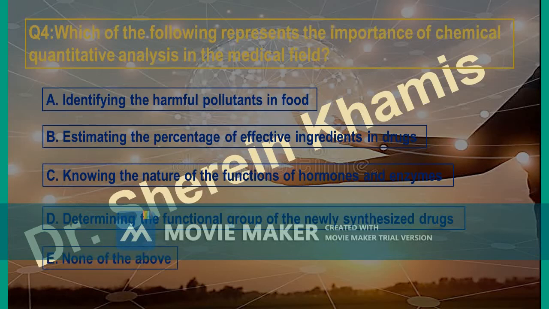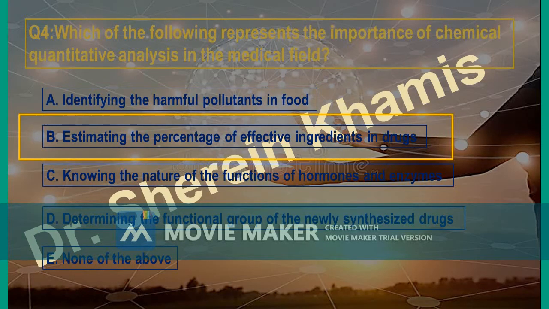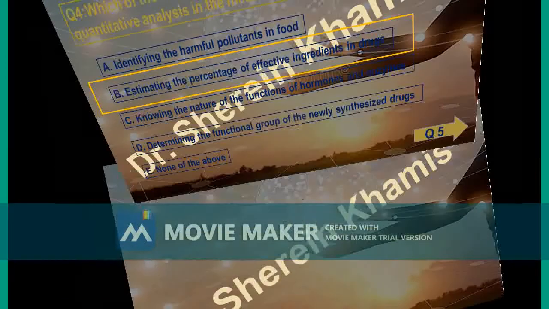What do you think we use in the medical field? We want to know the quantitative, meaning the amount, so here we want to know the percentage of effective ingredients in drugs. We have here some medicines, like drugs, where we want to know the percentage of the effective ingredient, or the percentage of drinking alcohol in any human. We want to use quantitative analysis here. Okay, let's go to question number 5.